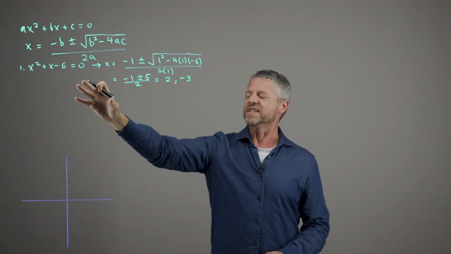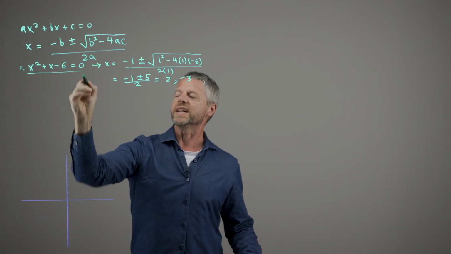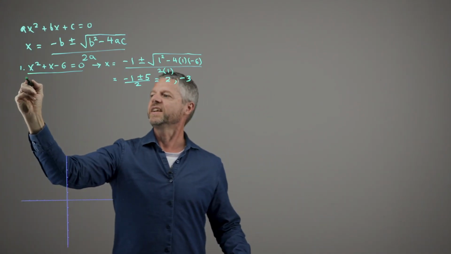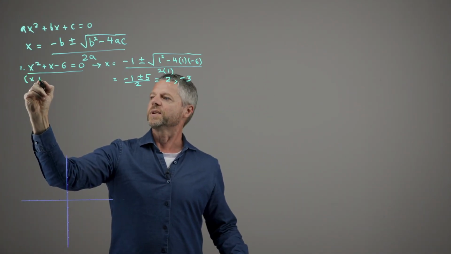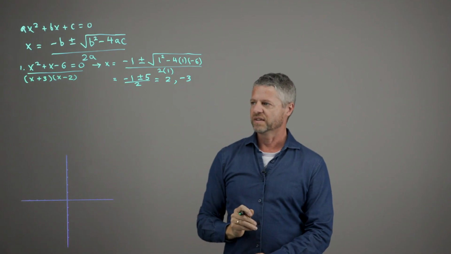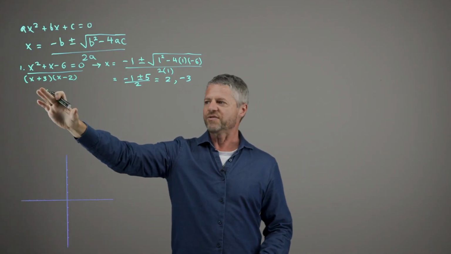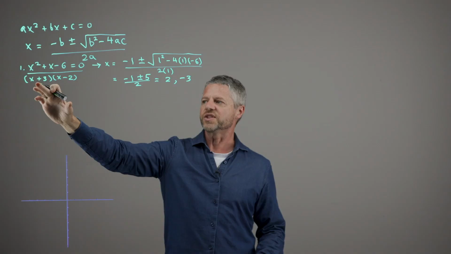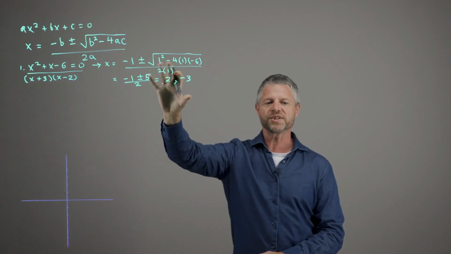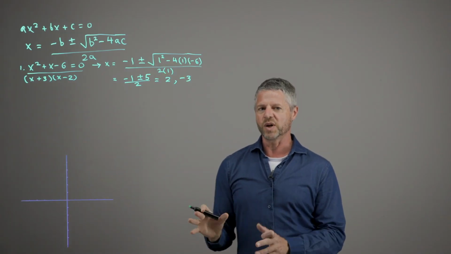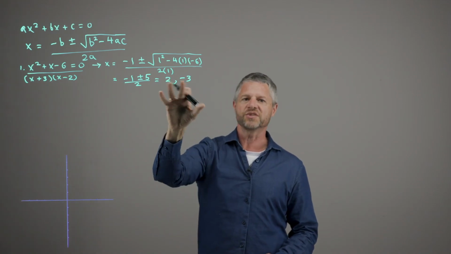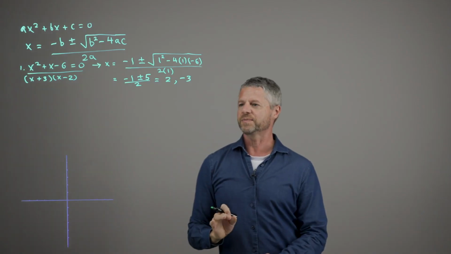This example was actually an example we looked at in the last video, and we factored it. And it factored into x plus 3, x minus 2. So we could have done this example just by factoring and seeing that the two solutions are x equals minus 3 and x equals plus 2. But for illustration, I wanted to show you how the quadratic formula works in an example where we already know what the answers are. So this confirms our factoring method.